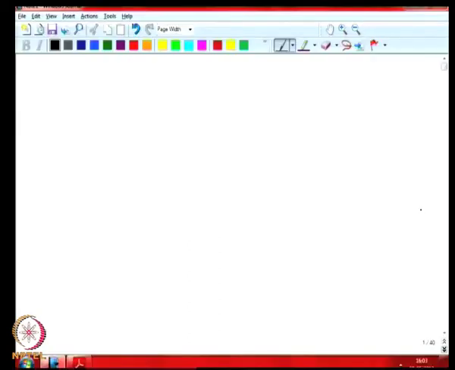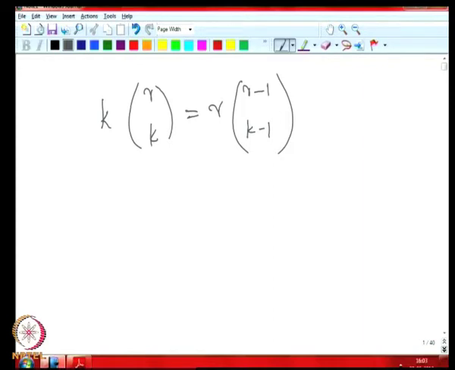To remind you, the absorption identity was k into r choose k equals r into r minus 1 choose k minus 1. This is valid for all integers k, right? There is no restriction on r. It can be any complex number, and k is an integer, that is all. So k is an integer because these combinatorial coefficients are defined only for integer lower index.